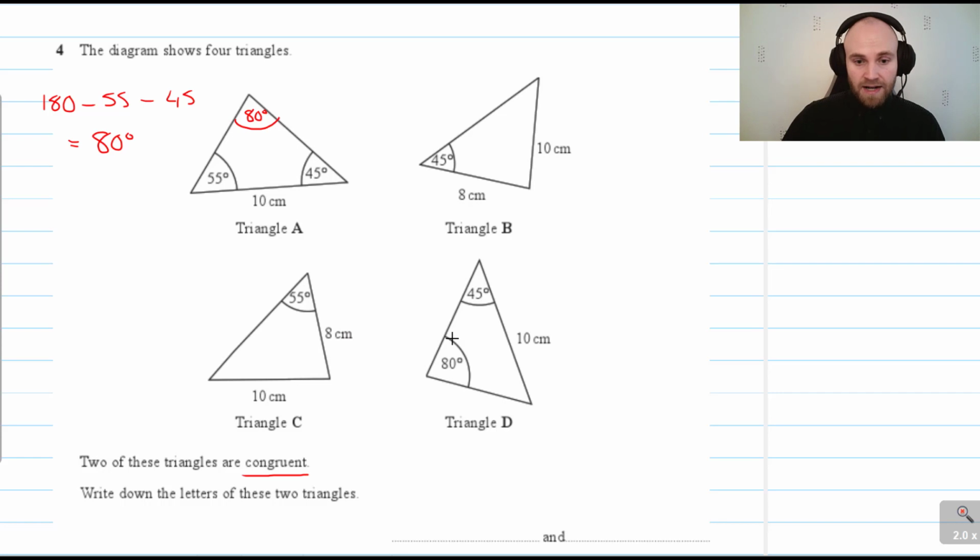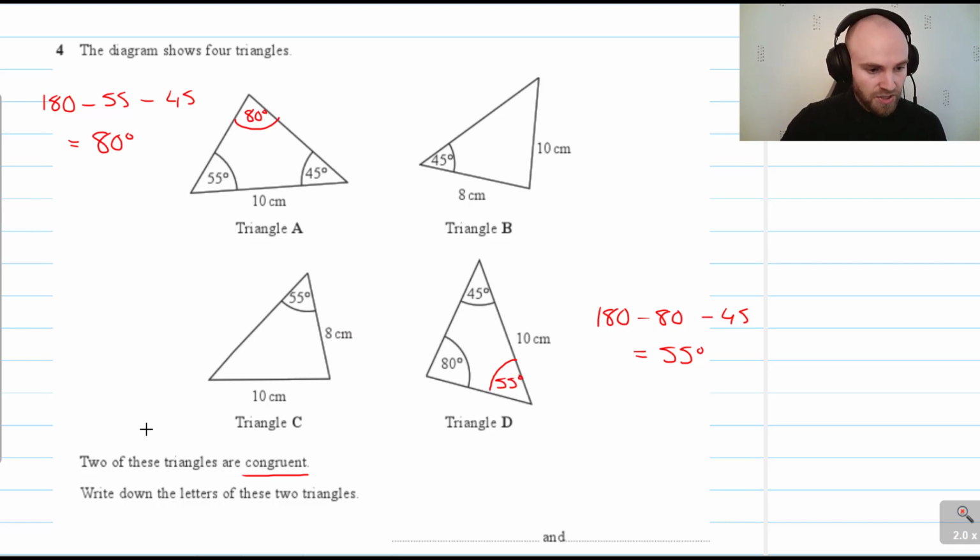This one again, I can. I've got an 80-degree angle here. I've got a 45-degree angle. So what is this missing angle here? Well, that is going to be 180 minus this 80 degrees here, minus this 45 degrees here, and that is going to give us 55 degrees.